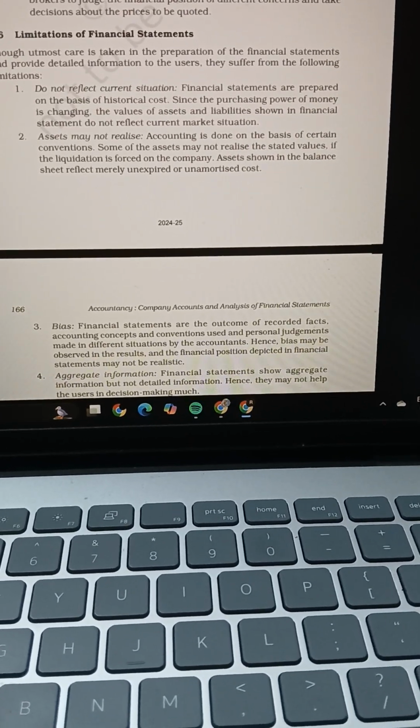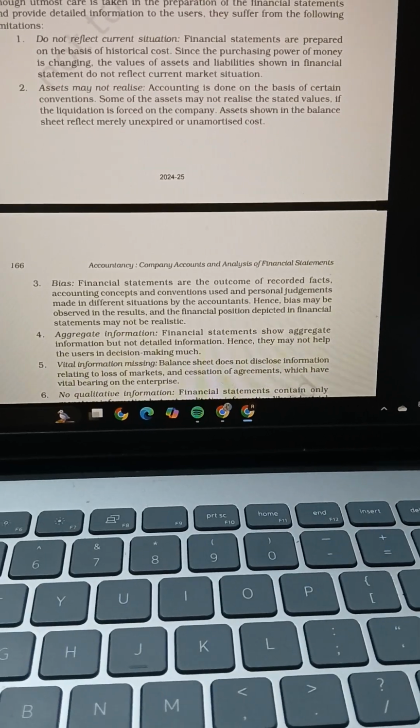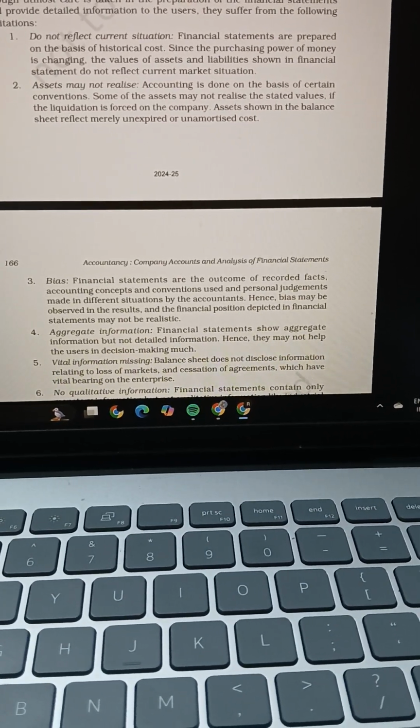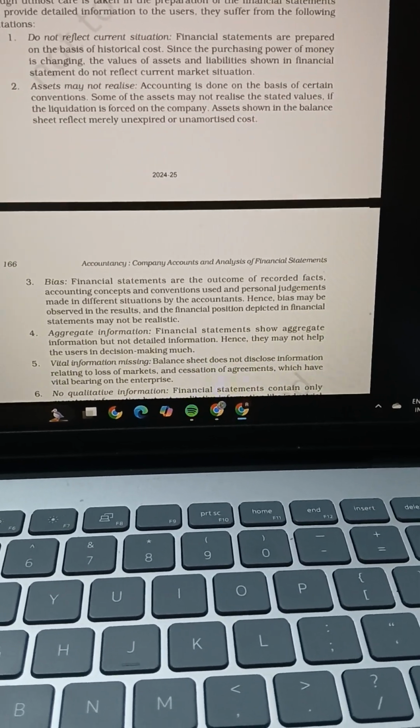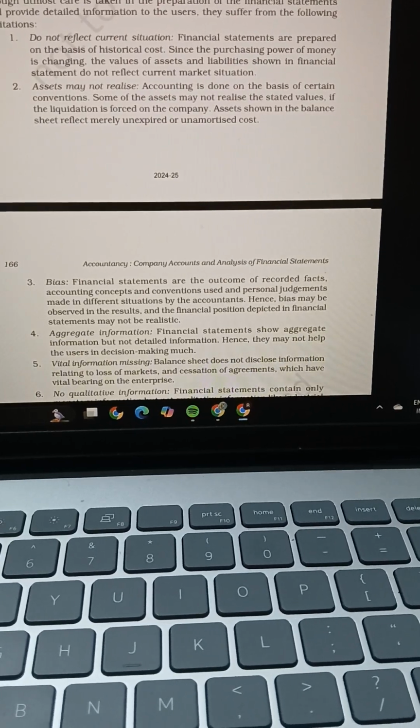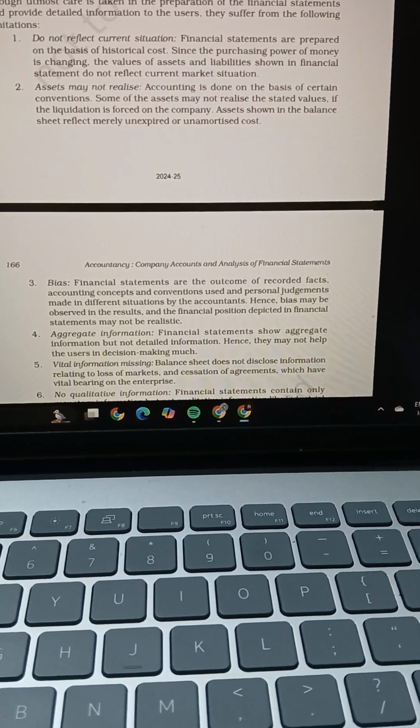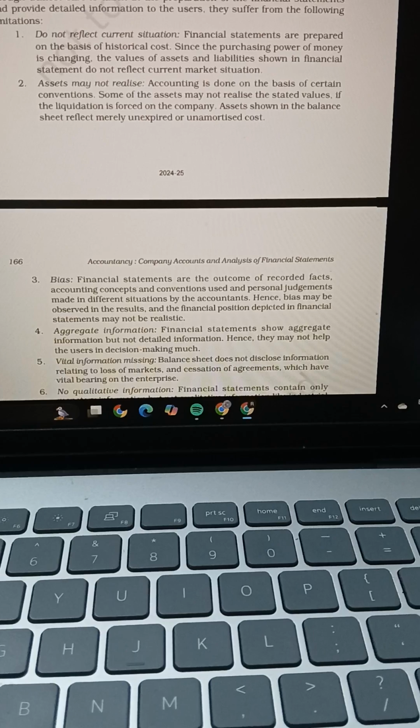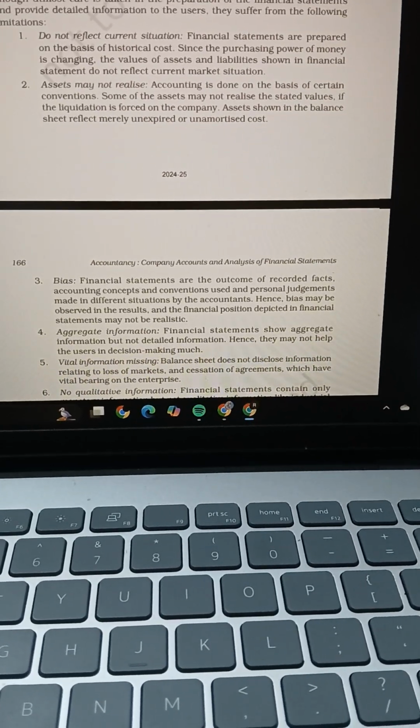The first one is that they do not reflect the current situation. Financial statements are prepared on the basis of historical cost, past cost. Since the purchasing power of money is changing, values of assets and liabilities shown in the financial statements do not reflect the current market situation.